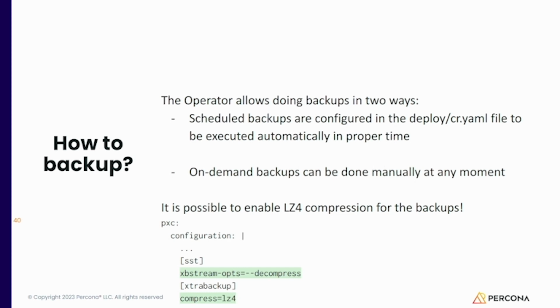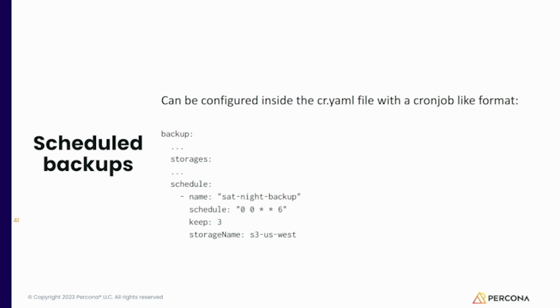A bit more about backups. You can compress backups. The compression ratio is usually quite good by setting these green options on the configuration. And for taking backups, there are two different ways of taking them. One is on demand, whenever you feel like it. The other is on a scheduled basis, in a cron job-like way.